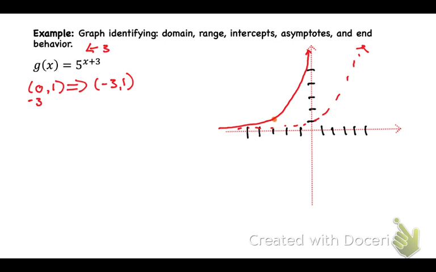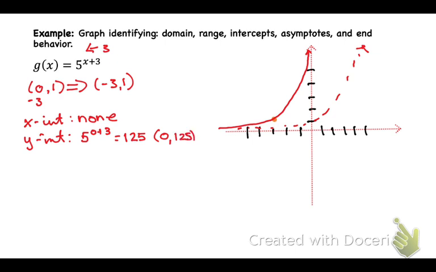Okay, so we need to figure out a y-intercept. Well, how do you figure out a y-intercept? You plug 0 in for x. So x-intercept is none, right? But y-intercept would be 5 to the 0 plus 3, so 5 cubed, which is 125. So the y-intercept is 0, 125. See how I didn't cross that y-axis? If I would have crossed it, I would have had to put 125 there.